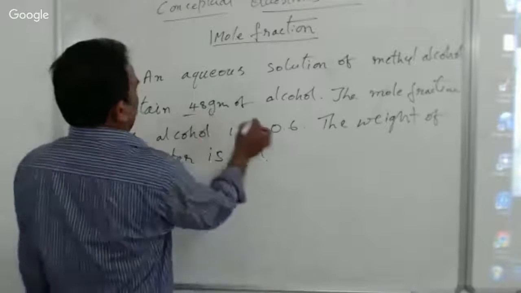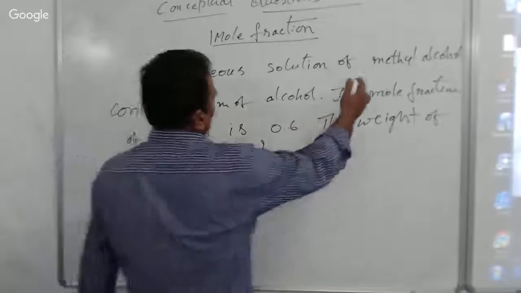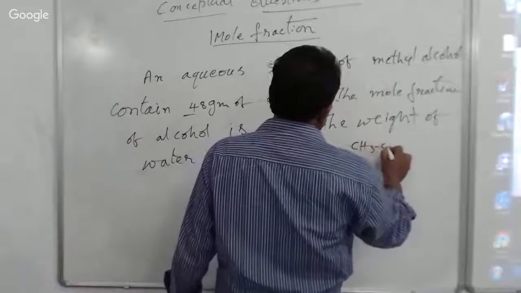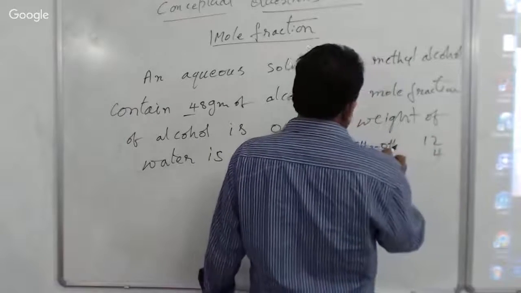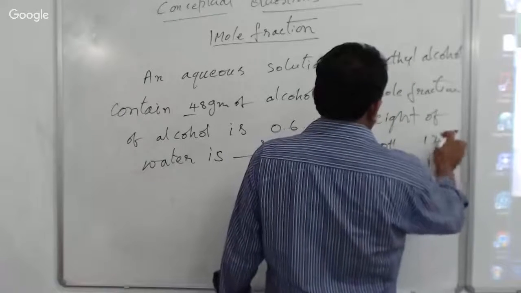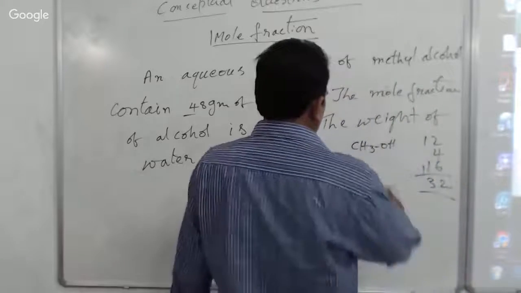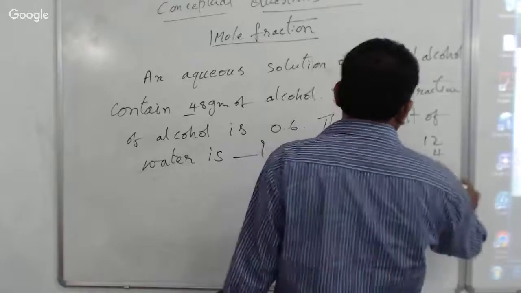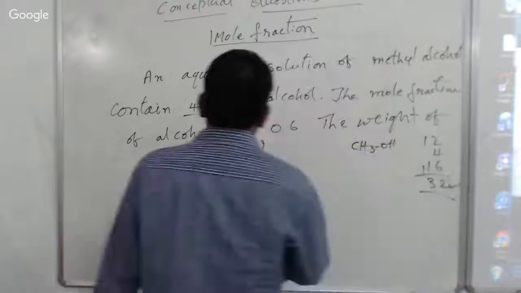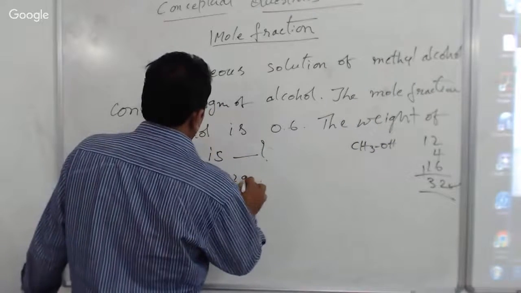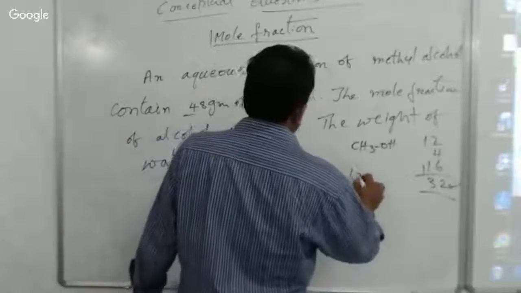So here he has given 48 gram of alcohol also. So we have to calculate the alcohol's molecular weight. And I gave you methyl alcohol. Methyl alcohol formula is nothing but CH3OH. So CH3OH means carbon is 12, and there are 4 hydrogens, nothing but 4, and 1 oxygen, nothing but 16. So 12 plus 4 plus 16 is 32. So 32 grams of methyl alcohol is nothing but 1 mole.